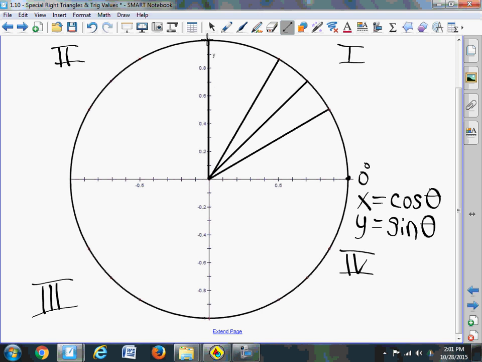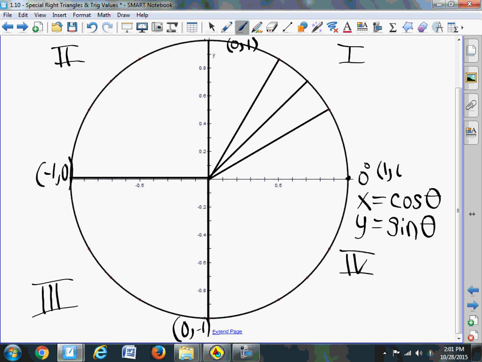What's interesting also is that we can actually find the sine and cosine of 90 degrees now, knowing what it does with the coordinates. The coordinates of those four quadrant angles would be (0, 1), (-1, 0), (0, -1), and (1, 0). If x is cosine, that means the cosine of 0 degrees is 1, and the sine of 0 degrees would be 0.